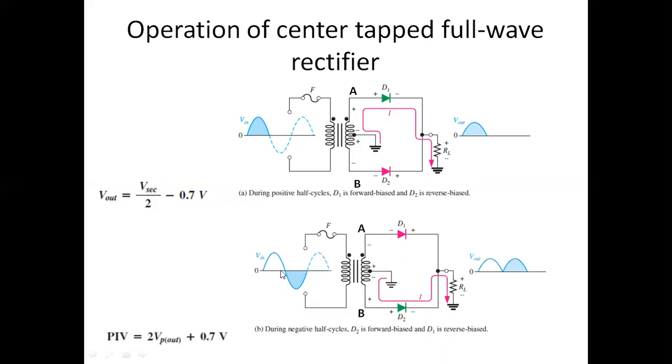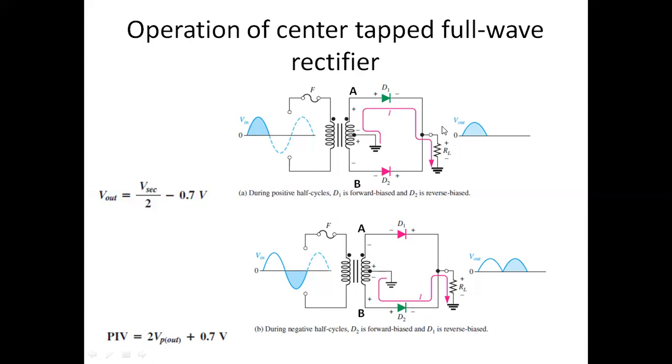Now, during the negative half cycle, what happens? Terminal A becomes negative, terminal B becomes positive. What that does is it makes diode D1 reverse biased. Why? Because the anode is more negative than the cathode, and it makes D2 forward biased because the anode is more positive than the cathode. And therefore now current flows from the transformer through D2 to the load.